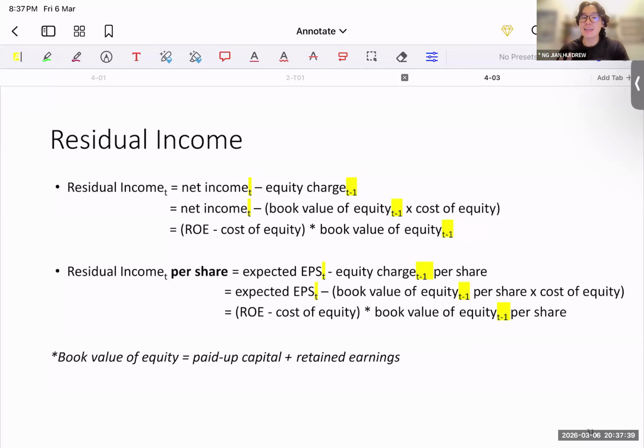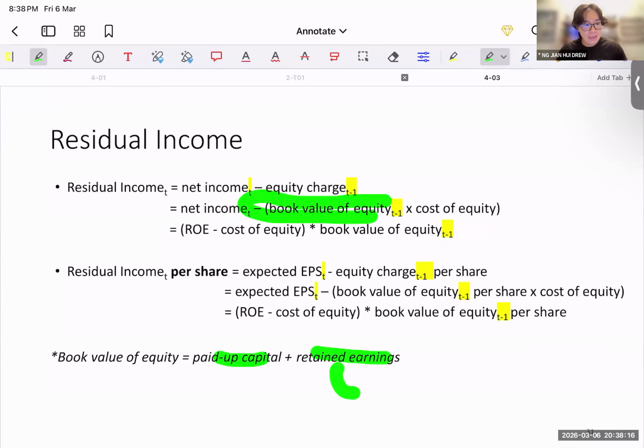The second reason is this. If you are going to use the equity charge based on the book value of equity at T, you're right, because T will have the retained earnings, meaning you're going to double count your net income. Your book value of equity comes from retained earnings and paid-in capital.